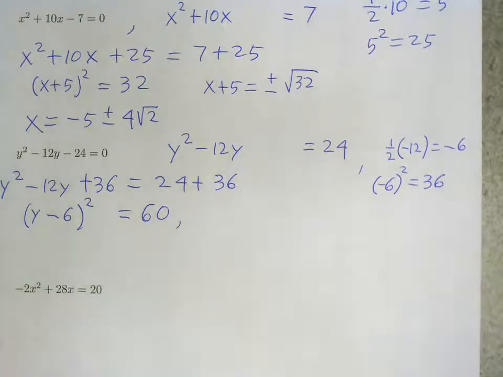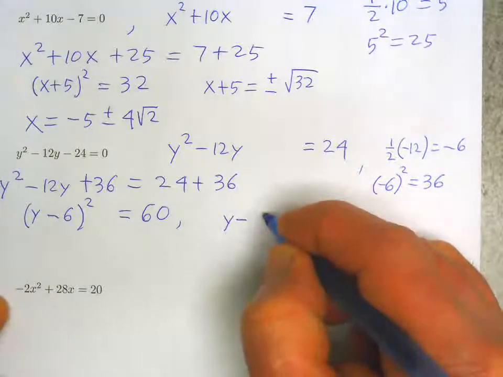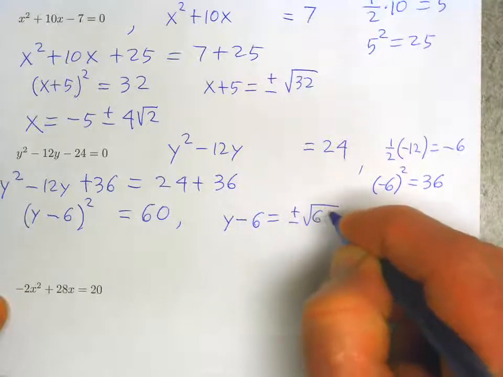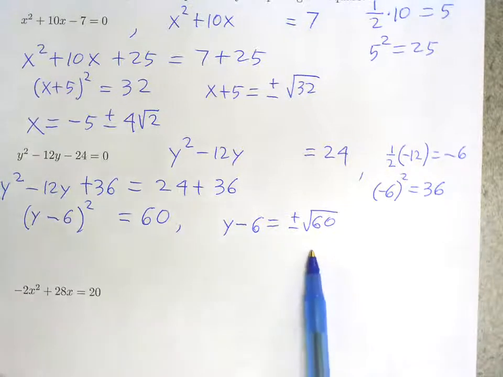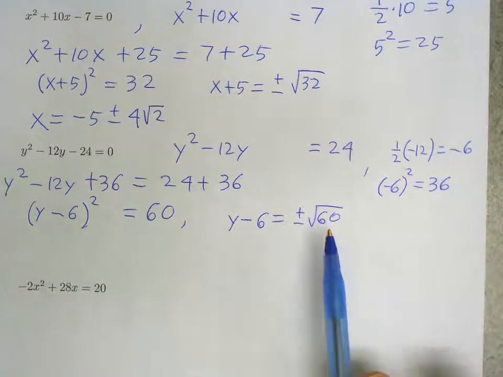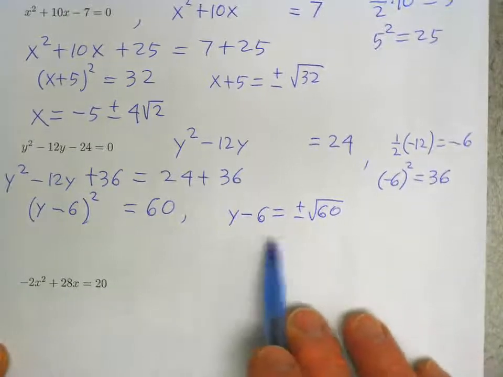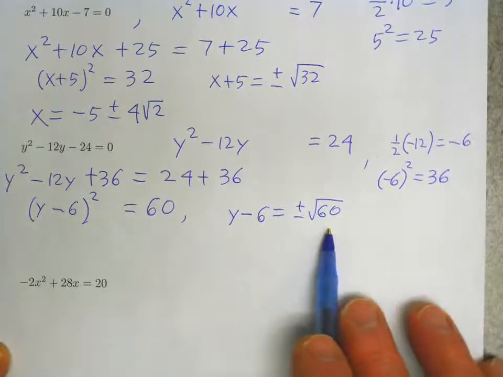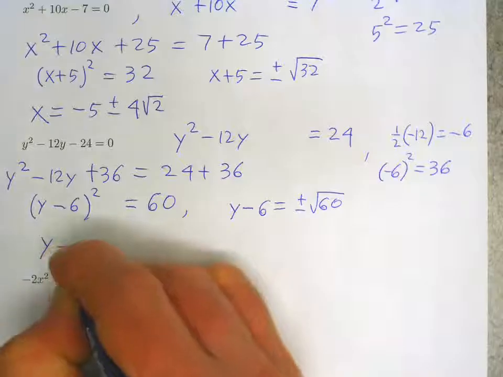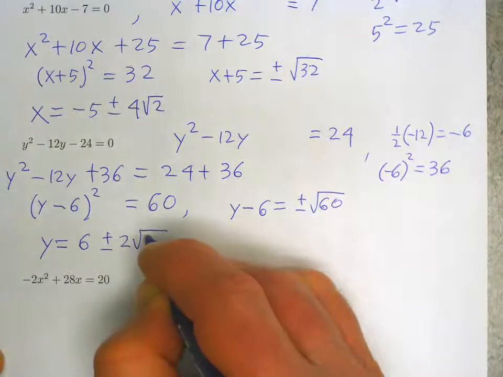And now we apply the square root method. When applying the square root method here, we get y minus 6 equals positive and negative square root of 60. The square root of 60 can be simplified. The largest factor of 60 that's a perfect square is 4. 4 times 15 is 60. So in the next step, I'll add 6 to both sides and also write the square root of 60 in simplified form. So our two solutions are y equals 6 plus and minus 2 times the square root of 15.